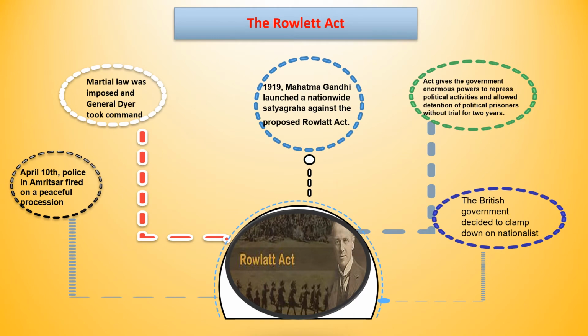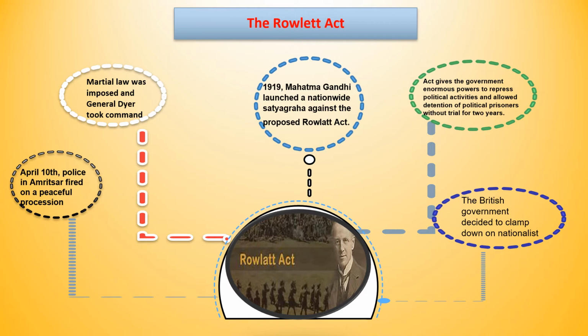The Rowlatt Act. This act was passed by the Imperial Legislative Council in 1919, but the Indian members did not support this act. What is Rowlatt Act, children? According to this act, enormous powers were given to the government to repress political activities, arrest any political leaders, and put them in prison without a trial for 2 years.